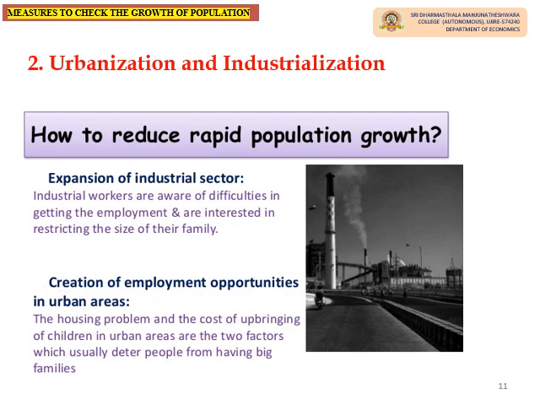Industrial workers are aware of the difficulties in getting employment and are interested in restricting the size of the family. And when more employment opportunities are created in urban areas, the housing problem and the cost of upbringing a child in urban areas are the two factors which usually deter people from having big families.